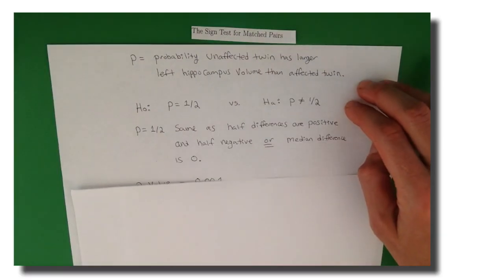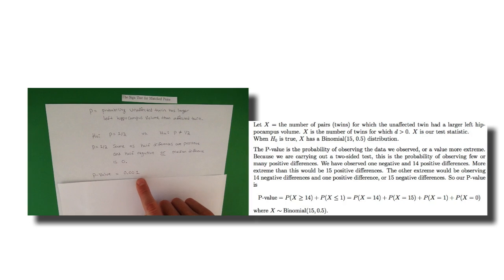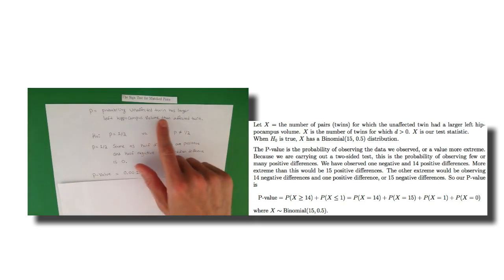The p-value for this test is equal to 0.001. In other words, there's evidence that there is a difference between the unaffected twin and the affected twin in terms of left hippocampus volume.